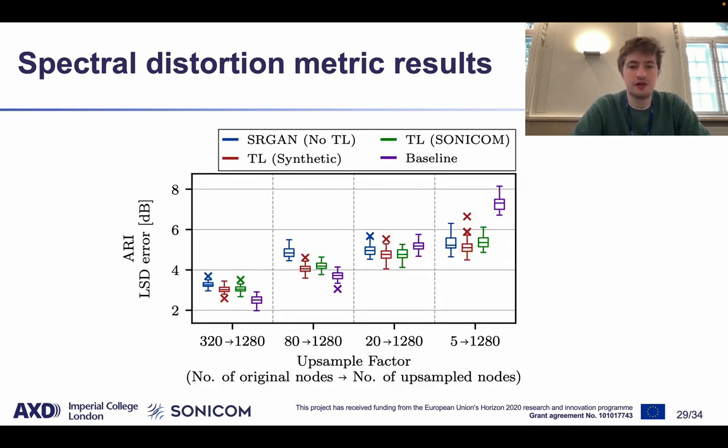And then when we look at transfer learning, so we still have the super resolution GAN with no transfer learning, but if we look at now transfer learning with the synthetic data or transfer learning with the Sonicom dataset, the acoustically measured data, we can actually see that this is quite interesting, that the synthetic data actually performs better than the acoustically measured data. So it seems to be that because there are more HRTFs in the synthetic data, it actually works out better.